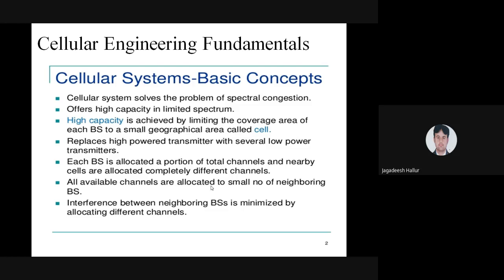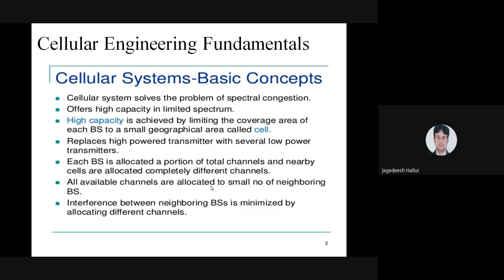So how many channels are we getting? If A1 has 6 channels, B1 has 7 channels, and C1 has 8 channels, then in total we get 21 channels. So as the channel number increases, the frequency band also increases, so the bandwidth also increases. If a cell is not getting a channel, it can borrow that particular channel from the other cell also. So they are using the cellular concept.